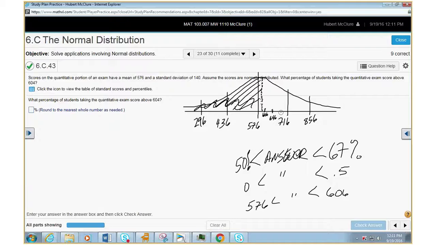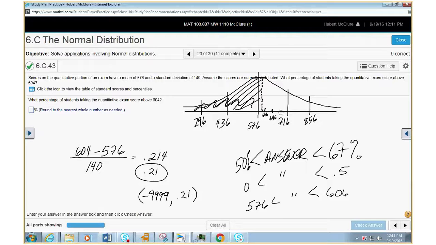So we're going to need a z-score. It says at 604. So 604 minus 576 divided by 140, and that's equal to what? I got 0.214, or 0.21. Now take your handy dandy calculator out and do normal CDF and go from negative infinity to 0.21. And somebody tell me what you get.